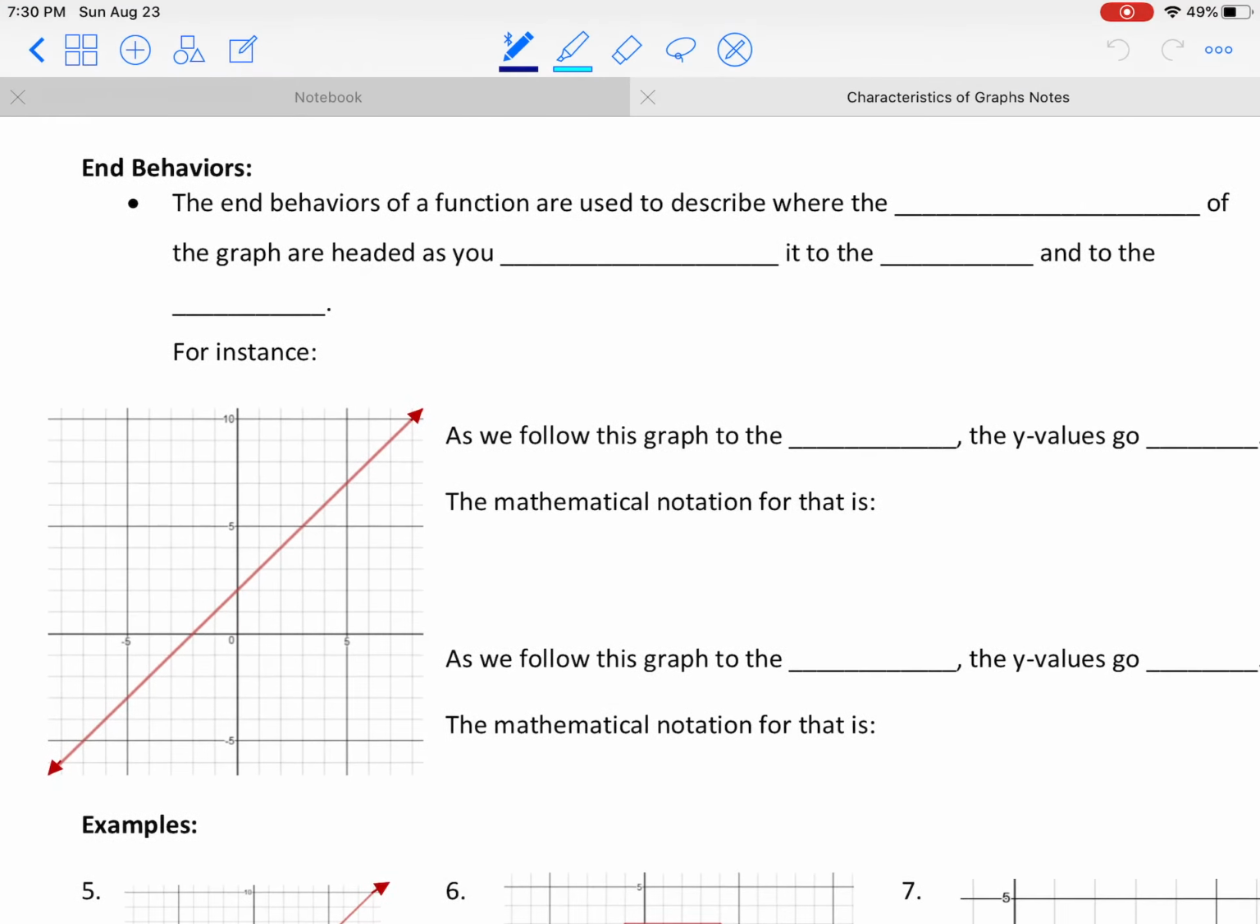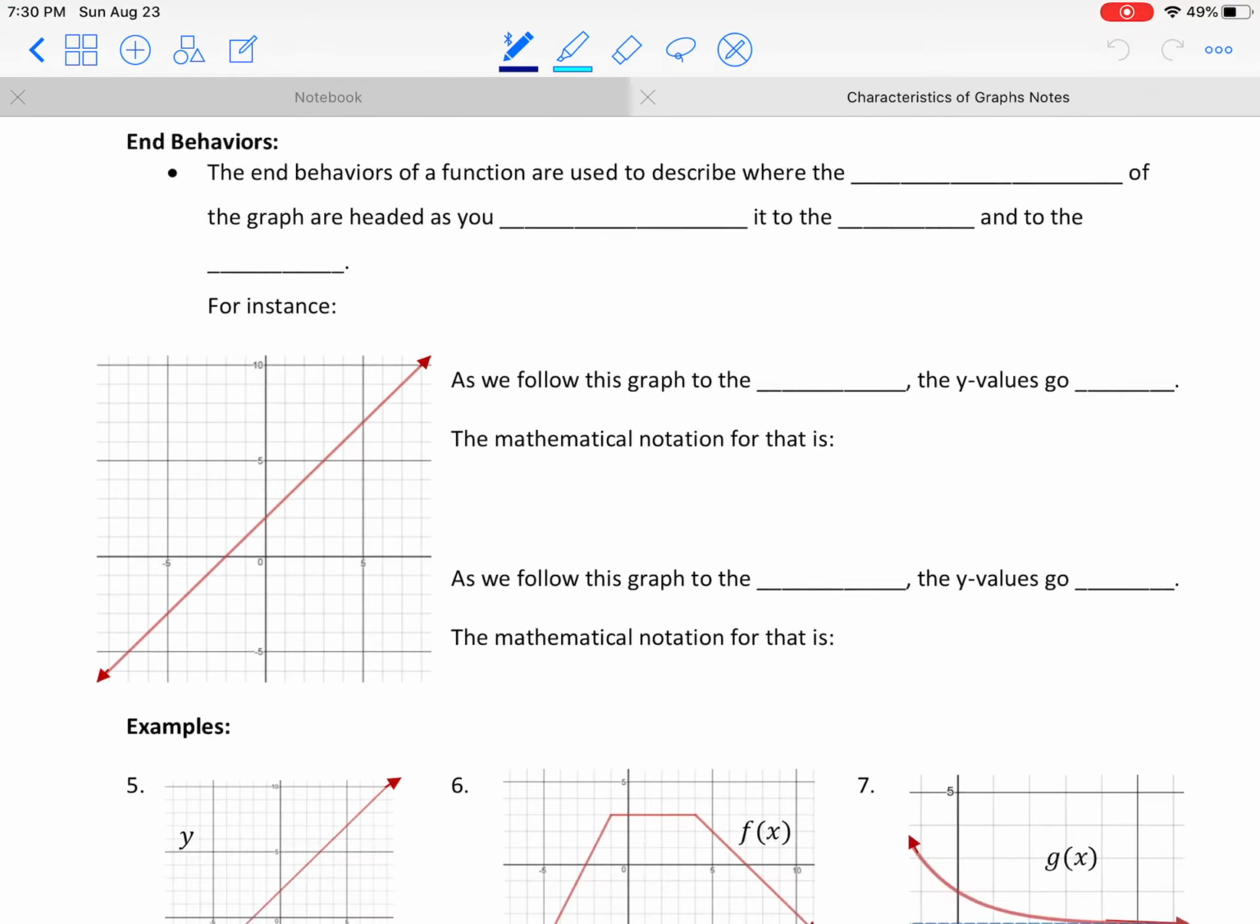Alright, moving right along. So not only should we be able to identify where our graphs are increasing, decreasing, constant, positive, or negative, we should also be able to identify and state the end behaviors for our graphs. The end behaviors are exactly what they're describing. They are the behaviors of the graph at its ends. Specifically, the end behaviors of a function are used to describe where the y values of a graph are headed as you follow that graph to the left and to the right. So if you go to the left end of the graph and you go to the right end of the graph, where are those y values going as you follow on those ends?